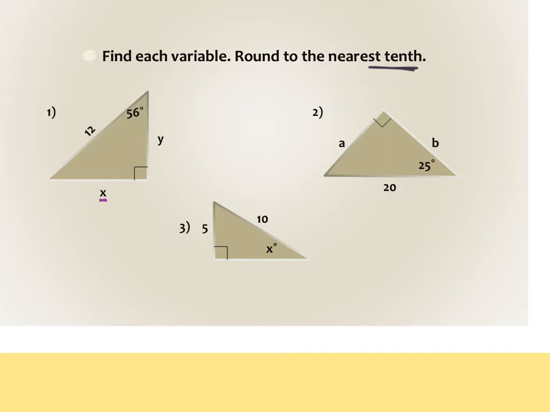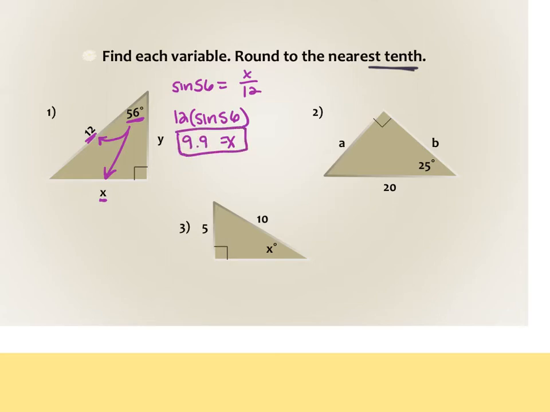Let's say I want to solve for x first. I want to use the information that they gave me at the beginning, which is the 56 and the 12. So x is opposite, 12 is the hypotenuse, which means this is sine. Sine of 56 equals opposite over hypotenuse. Numbers in the bottom, so I multiply. So 12 sine 56 is 9.94, so 9.9.